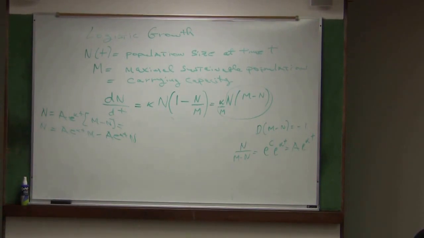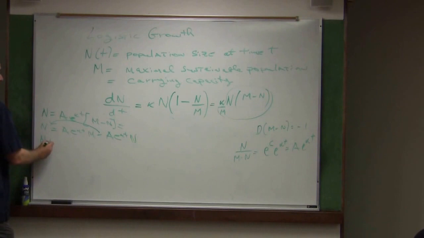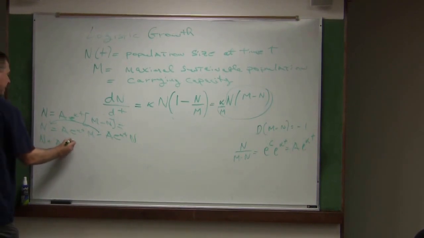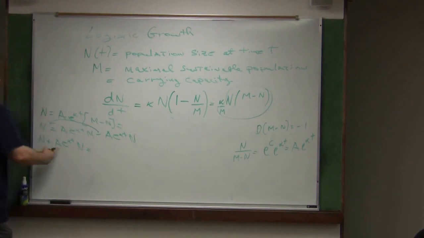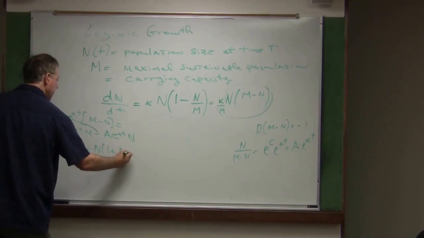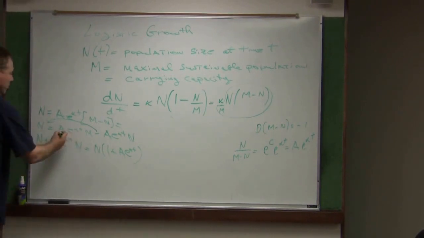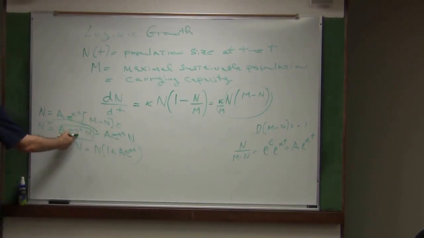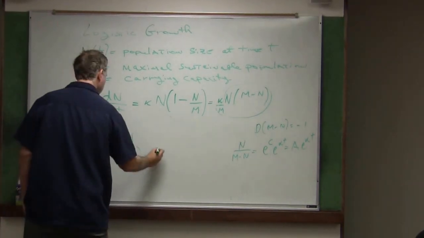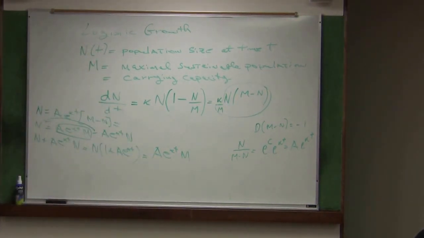Well, I want to get the n's all on one side. So I'm going to add this over and move it over here. So I'm going to get n plus a e to the kt n, which I can factor as n times 1 plus a e to the kt, and that's going to be equal to a e to the kt m. So I add it over, factor it, and set it equal to the new right-hand side.